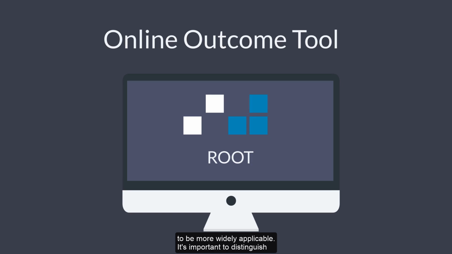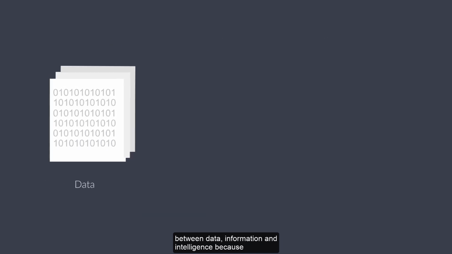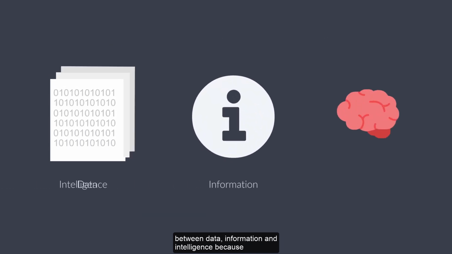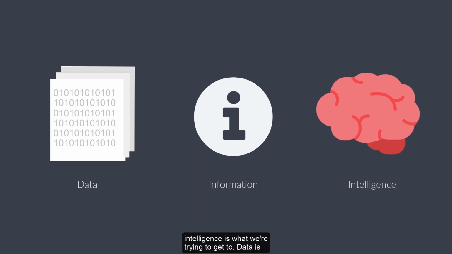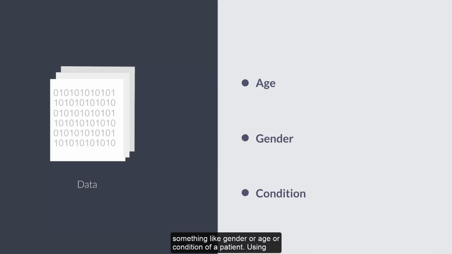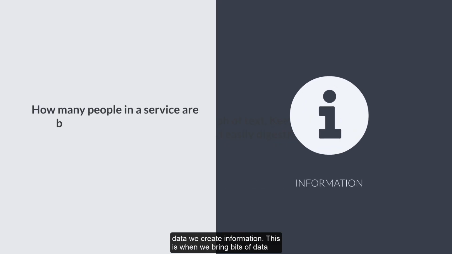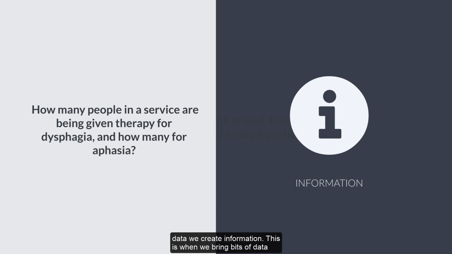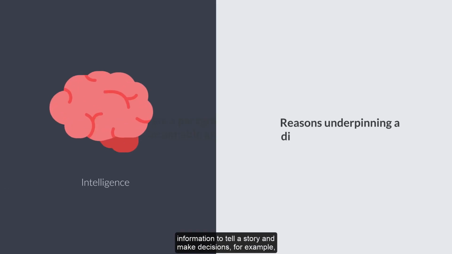It's important to distinguish between data, information, and intelligence, because intelligence is what we're trying to get to. Data is something like gender or age or condition of a patient. Using data, we create information. This is when we bring bits of data together. So perhaps, for example, we look at how many people in a service are being given therapy for dysphagia or how many for aphasia. Intelligence is when we use information to tell a story and make decisions.